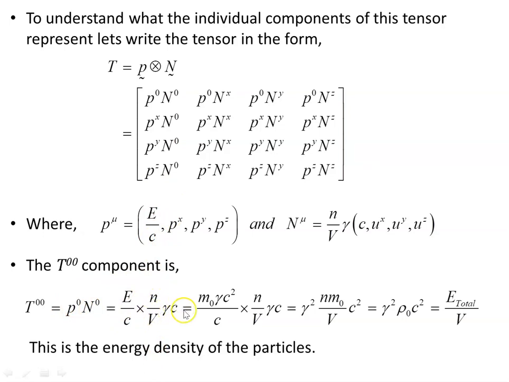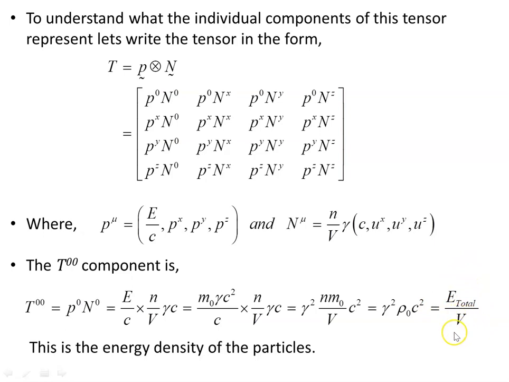Now, here, when we say E, we need to expand that a little bit further, because if we're not in the rest frame, and clearly with a gamma there, we're not in the rest frame, so this has a gamma factor too. So it's M0 gamma C squared on C times N on V gamma C. And when we collect the gammas, we have gamma squared N M0 on V C squared. And again, we have gamma squared rho 0 C squared. And that is, just as we found earlier, the energy density.